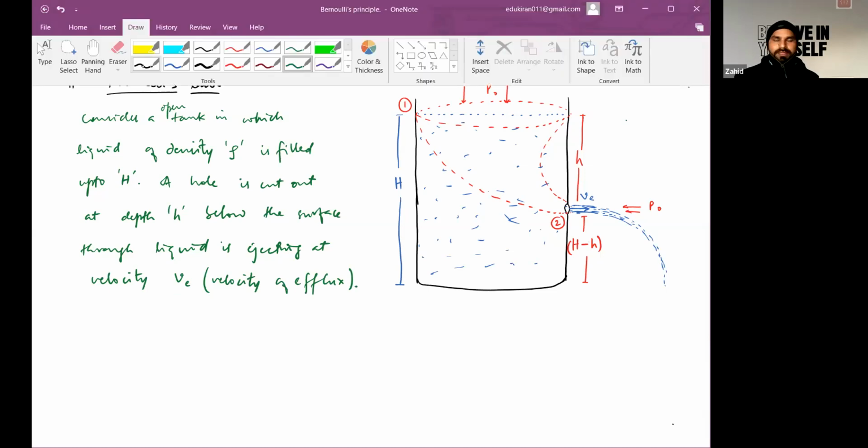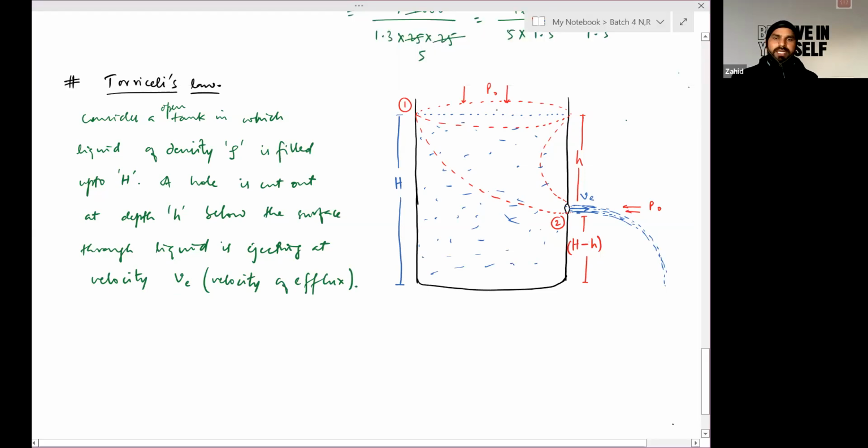Now, since this particular tank is very large as compared to this small hole, there will be a very small decrease in this particular level by ejecting liquid through this small hole. So we can say velocity of falling in level of liquid at this first end will be approximately 0. Is it clear?